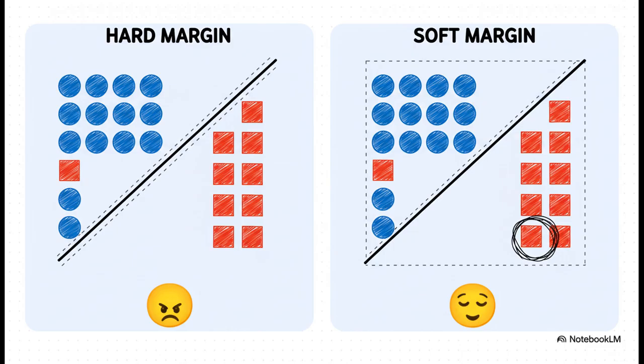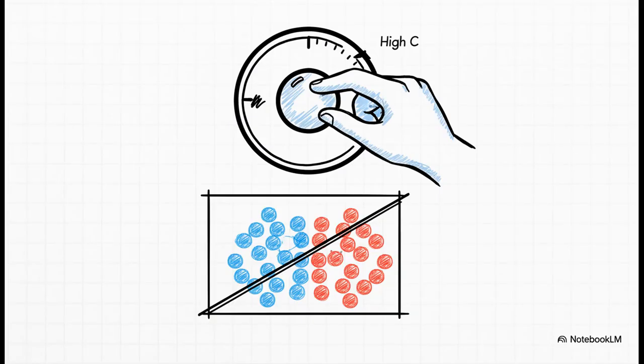On the other hand, you've got the soft margin. It's more realistic. Its goal is still to find a nice wide margin, but it's okay with a few points being on the wrong side, or even inside that margin. It's this flexibility that makes it so much more robust and way more useful in the real world. So how do we control just how flexible our model is? We get a tuning knob, and it's called the C parameter.